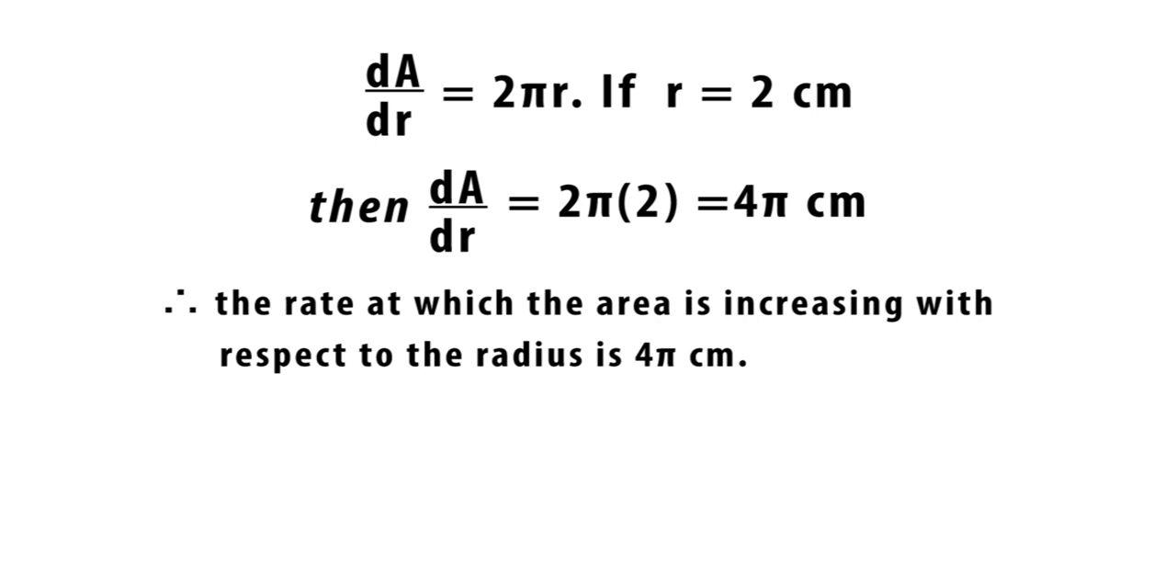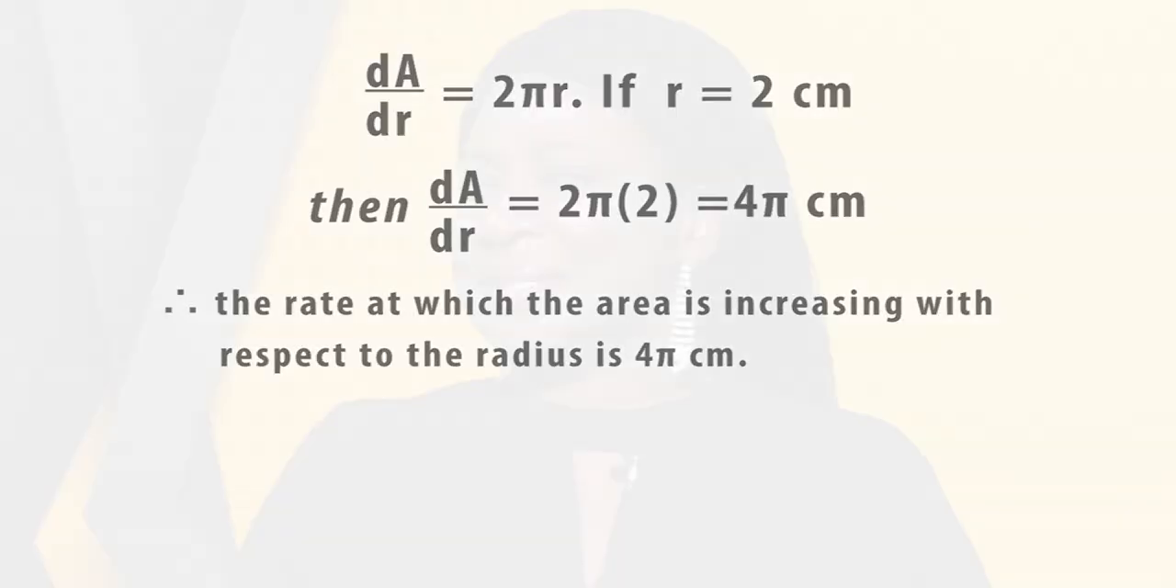Now, if r is equal to 2 centimeters, then dA/dr is equal to 2 pi multiplied by 2, and that will give us 4 pi centimeters. Therefore, the rate at which the area is increasing with respect to the radius is 4 pi centimeters. I hope that is clear. Good. Now let's extend our lesson to small changes.